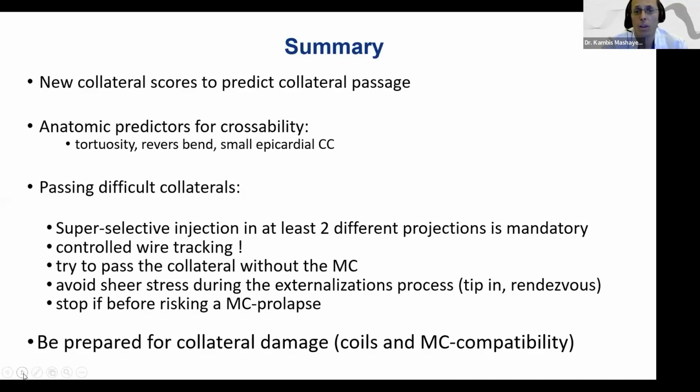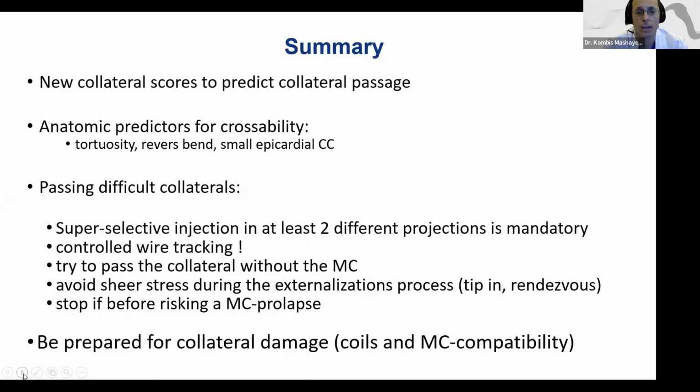And we know the predictors for crossability, which is no tortuosity, no reverse bend, and if the collaterals are bigger, it's a little bit better. So how should we pass difficult collaterals? Well, a super selective injection is very important, at least 2 different projections. I think this is mandatory to understand the collateral connection, and you should do a controlled wire tracking. So very, very controlled, never go through any resistance.